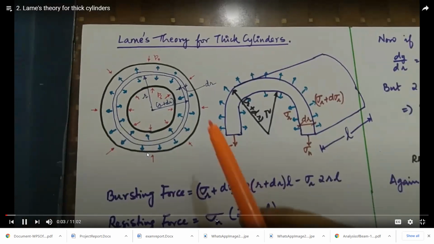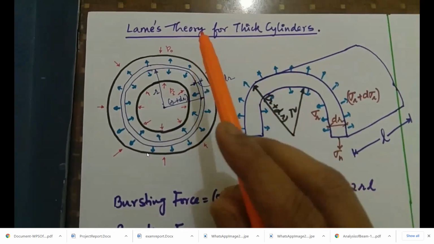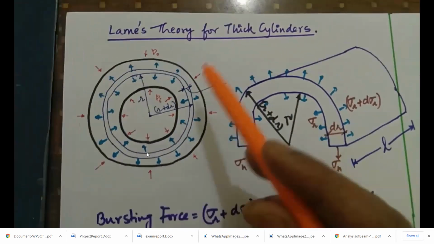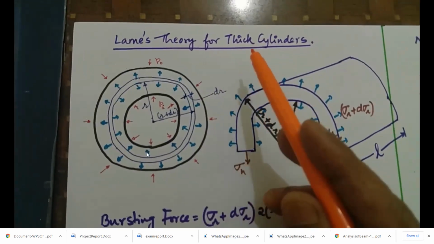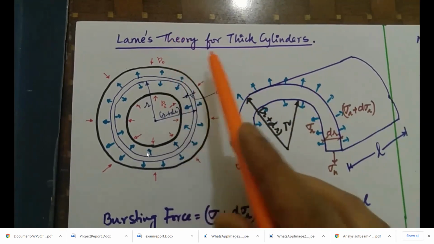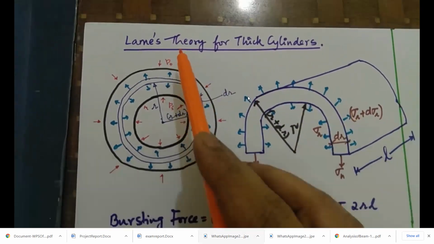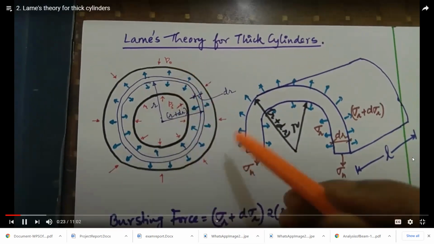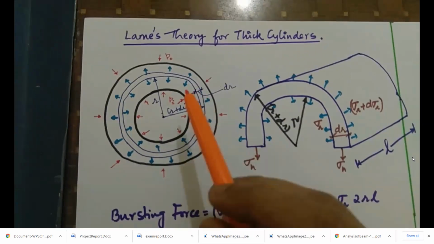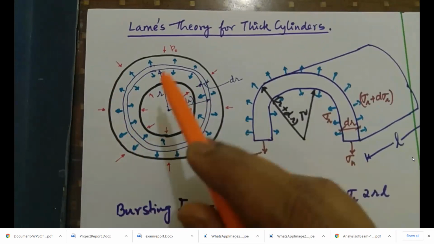Okay, students, we will proceed with the second video in the thick cylinder topic. This is actually the basis of the entire analysis and design of thick cylinders. It is called the Lame's theory for thick cylinders. Lame is the French scientist who is responsible for deriving the suitable equations which are used in the design of thick cylinders. Now, what we have here is a cross section of a thick cylinder.